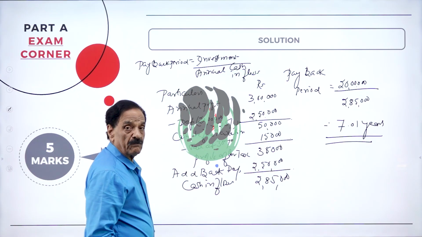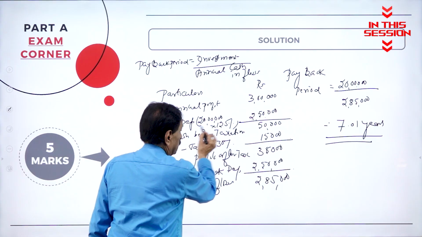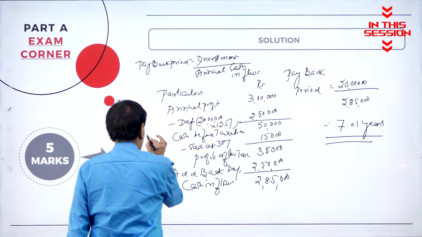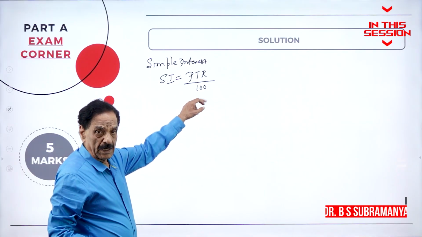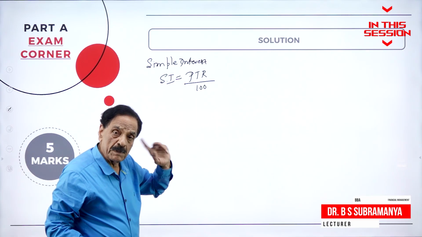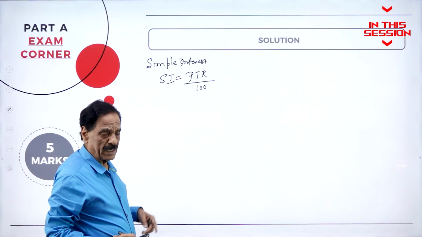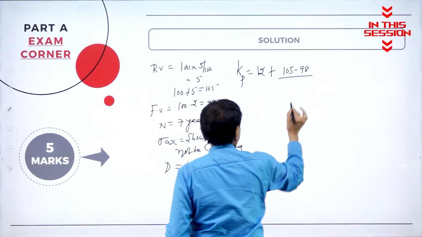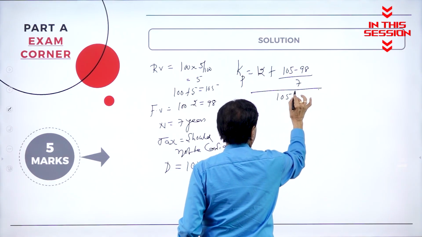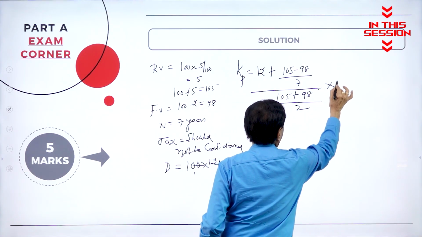Payback period is investment divided by annual cash inflow: annual profit minus depreciation, cash before taxation or profit. In simple interest, T is the time, R is the rate. SI is PTR over 100. What is P? Principal money. T is the time, R is the rate divided by 100. Number of years, 7. Whole divided by 105 plus 98 divided by 2 into 100.